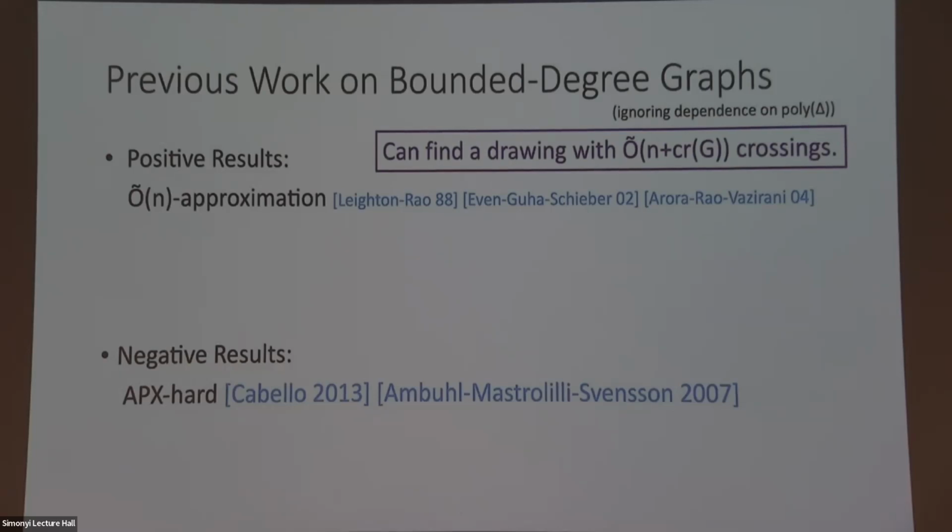What they can get is an approximation algorithm that, given the graph G, computes a drawing with n plus CR(G) crossings. So it is in some sense a very nice result: as long as CR(G) is sort of n, then you can get even a constant approximation. But there's still a lot of room for improvement. For example, when CR(G) is very small, like a constant, this is just an O(n) approximation, very bad. And this is the room that we're going to prove.